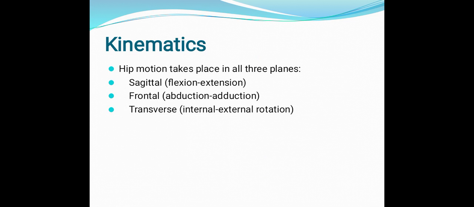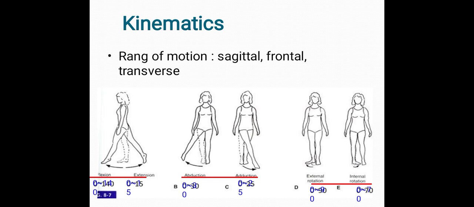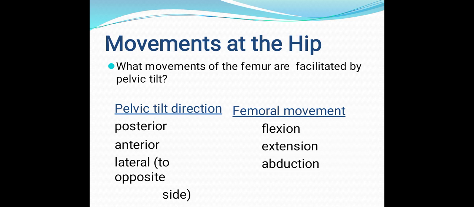Kinematics. Hip motions take place in all three planes: in the sagittal plane, flexion and extension movements are present; in the frontal plane, abduction and adduction movements; in the transverse plane, internal and external rotation movements. Range of motion in all three planes, movements at the hip joint.